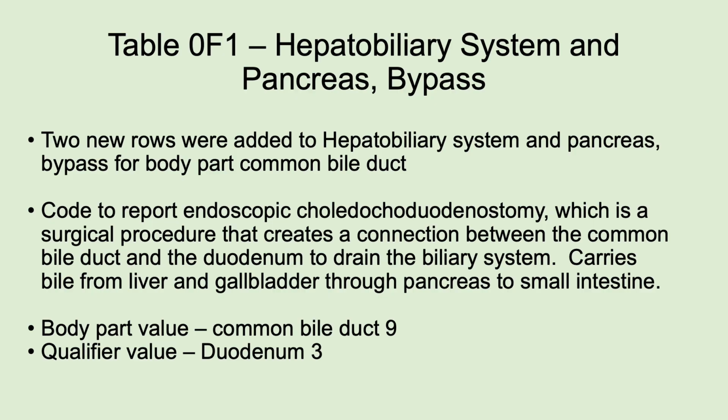Okay, so the next body system is the hepatobiliary system and pancreas. So this is also a bypass. It's used to report a choledochoduodenostomy, which connects the common bile duct and the duodenum. So body part value is common bile duct, qualifier value is duodenum. So this is a choledochoduodenostomy, a surgical procedure that connects the common bile duct and the duodenum to drain the biliary system.